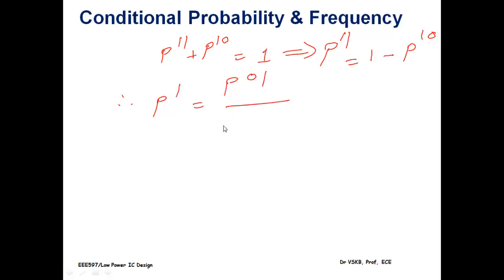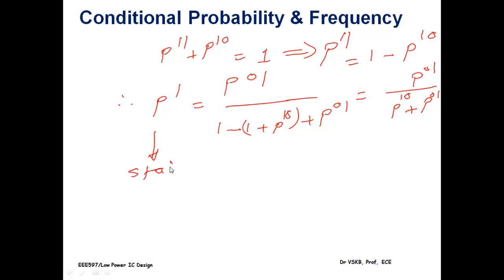P01 divided by 1 minus 1 plus P10, from what I have derived in the previous page, P01. Now this is equal to P01 the whole divided by P10 plus P01. Here I have the static probability, and we are able to find this from the conditional probabilities.